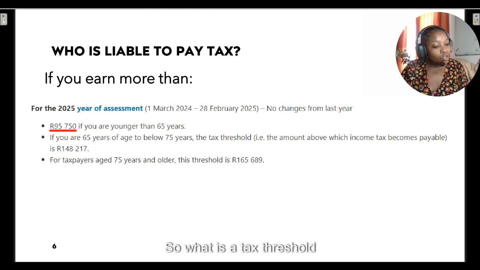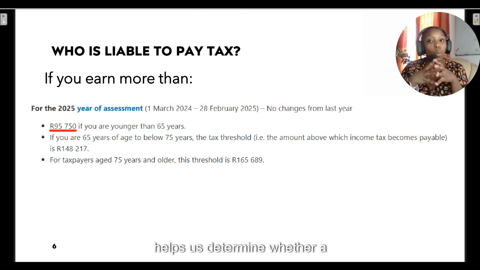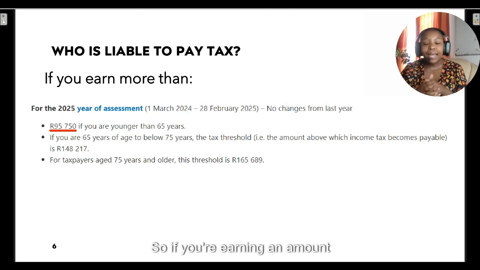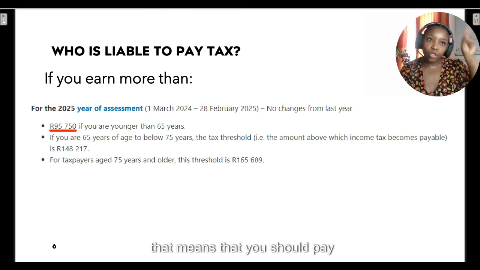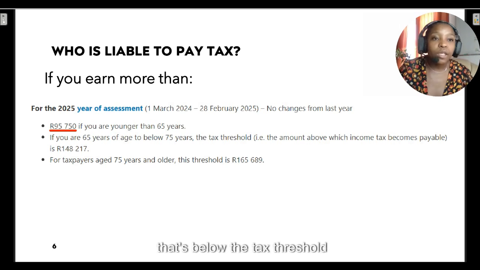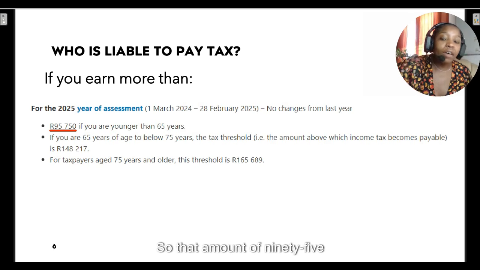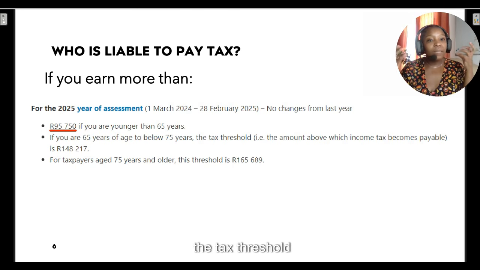So what is a tax threshold? A tax threshold is an amount that helps us determine whether a person should pay tax or not. If you're earning an amount that is above the tax threshold, that means that you should pay tax. But if you're earning an amount that's below the tax threshold, that means that you do not have to pay tax. So that amount of 95,750 that's given to us there is just the tax threshold.